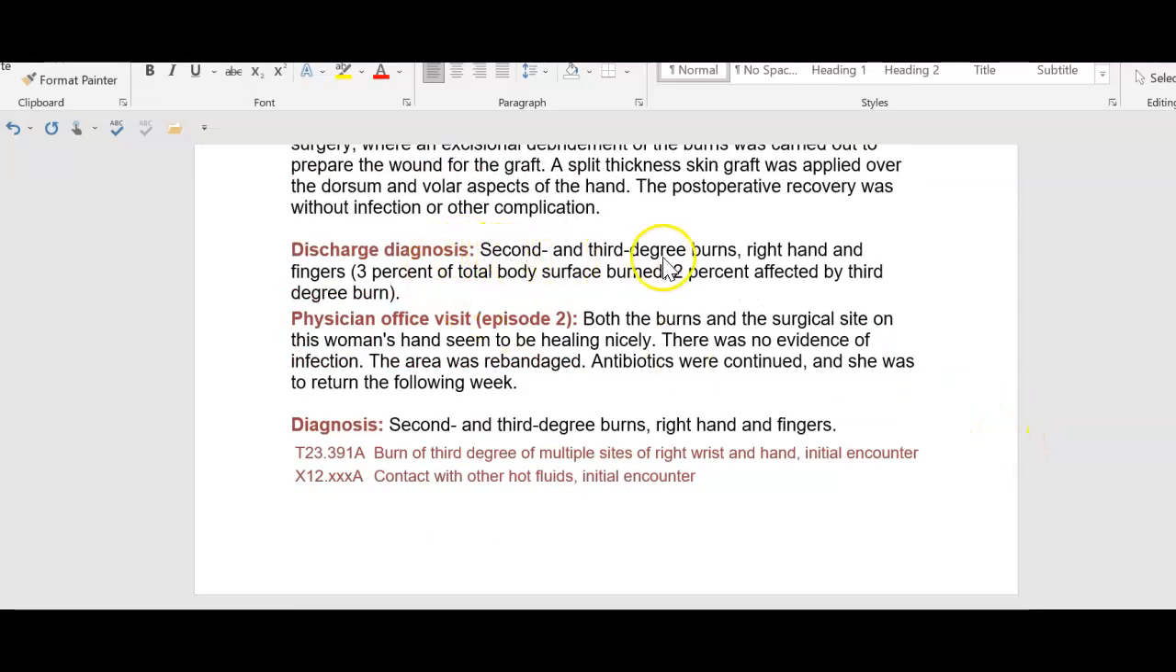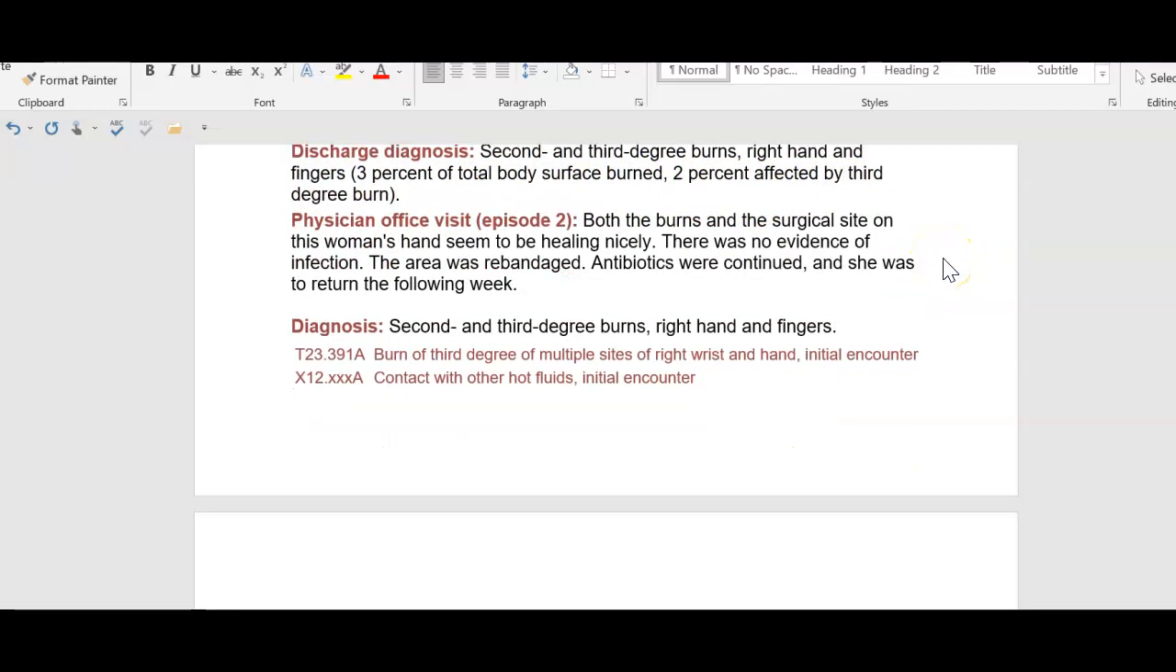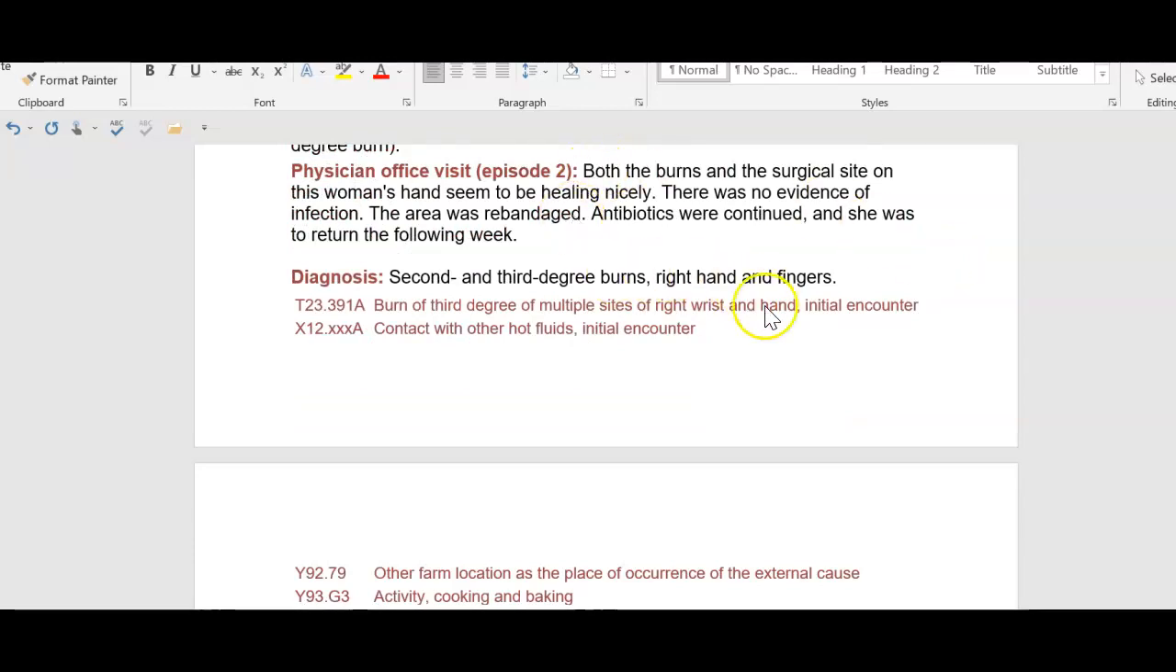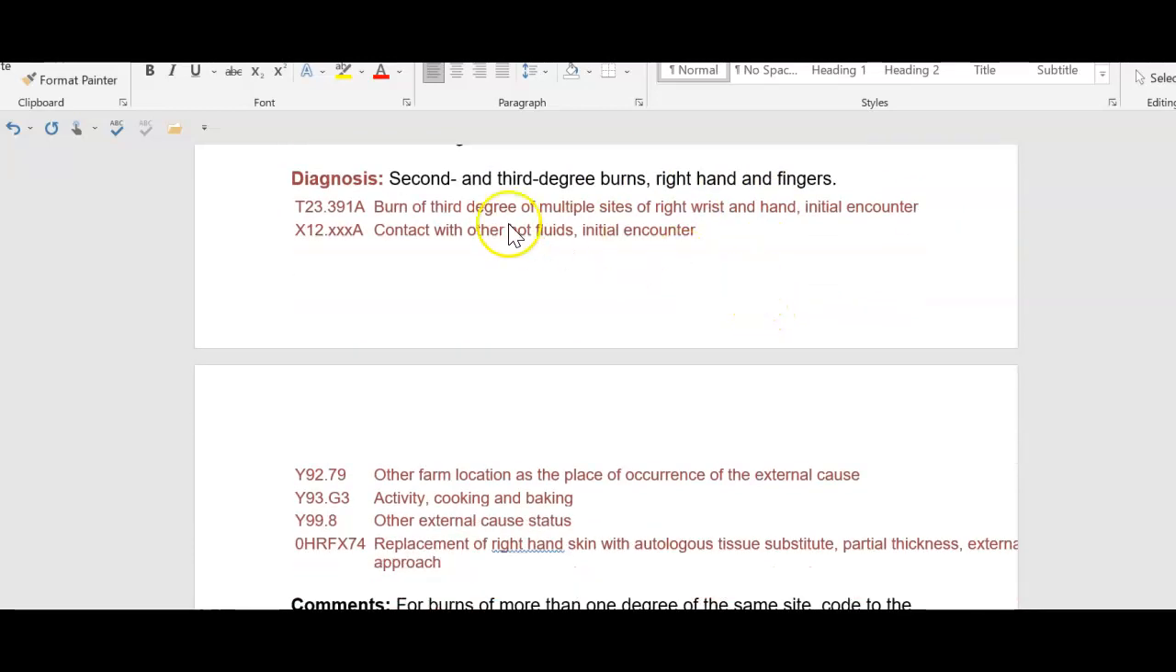So remember, we have second and third degree burns of the right hand and fingers. 3% total body surface was burned, 2% affected by third degree burns. So let's go ahead, we'll get to episode 2, but let's start here. So we are going to code burn of the third degree, multiple sites of the right wrist and hand, initial encounter. Then I get into my external cause codes.